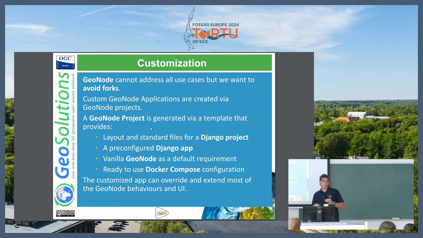The overrides are usually applied using the Django templates mechanism, so that you can select which piece you want to replace. Of course, you can replace as much as you want. We have cases in which we only kept GeoNode as a backend service, and then the whole user interface was re-implemented from scratch.